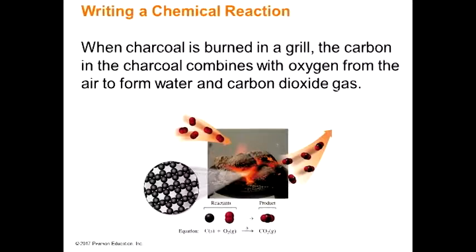So when charcoal is burned on the grill, the carbon in the charcoal combines with oxygen in the air to form CO2 gas. That's what's happening on your grill. You're generating CO2, which is the same thing you exhale when you breathe. Right? You got it? Did I say that right? Yeah.